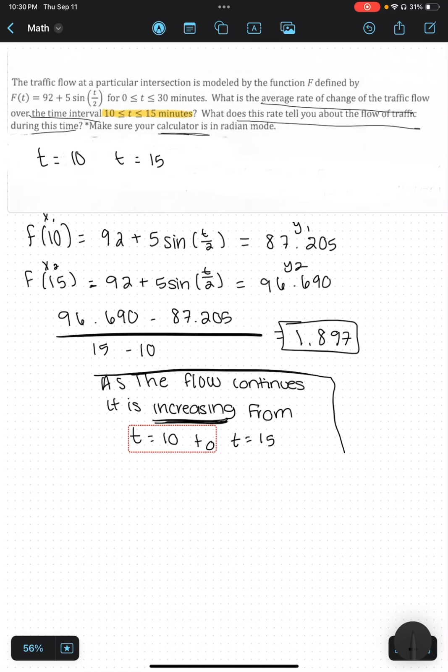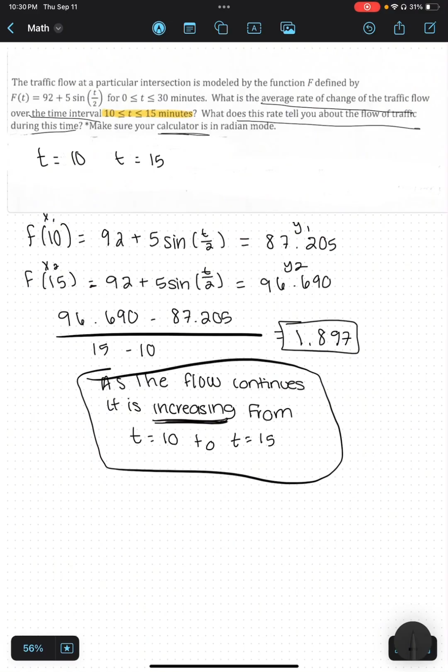So as the flow, I meant to say the flow of traffic, my bad. As the flow of traffic continues, it is increasing from t equals 10 to t equals 15, which is just from 10 to 15 minutes. And that is your answer.